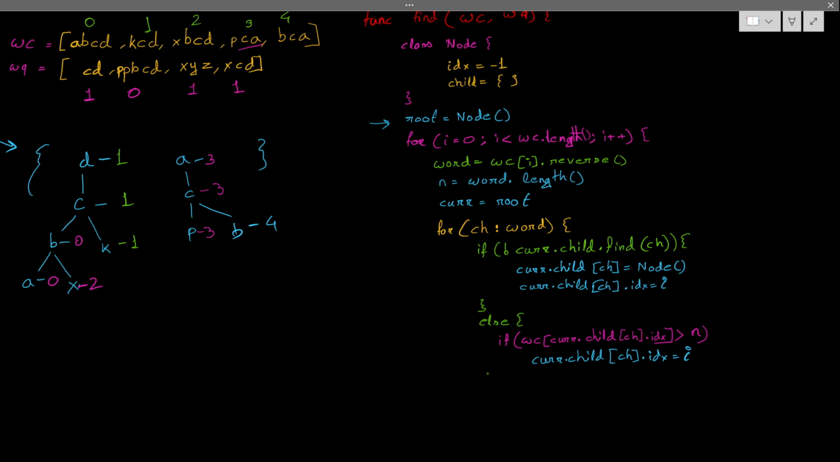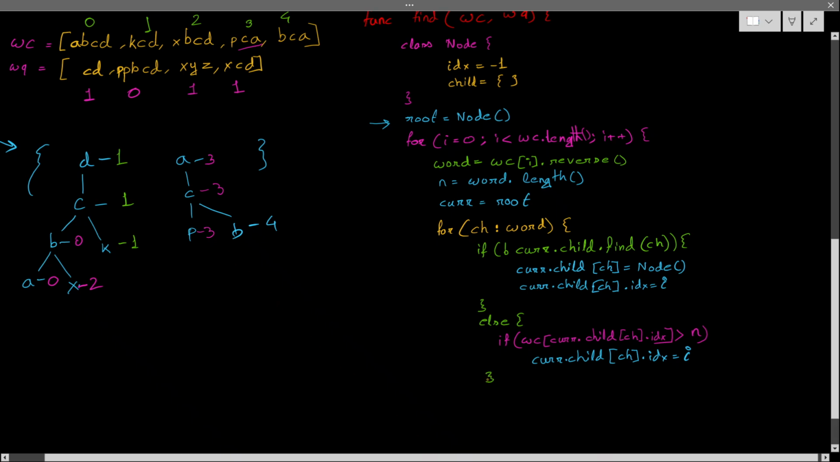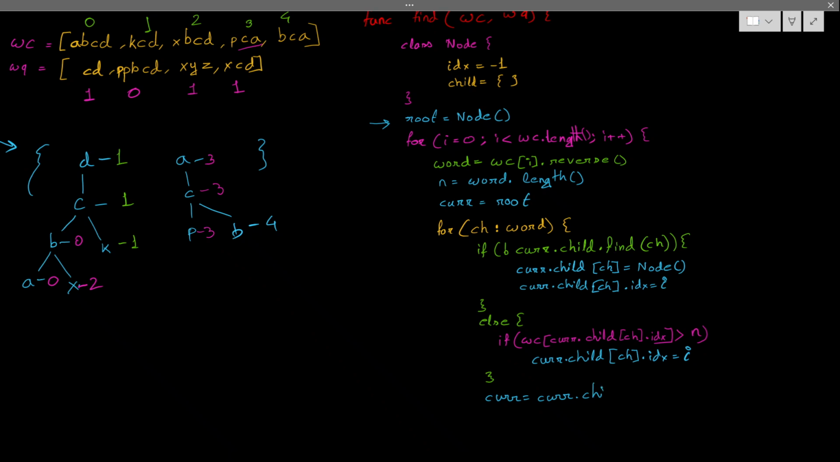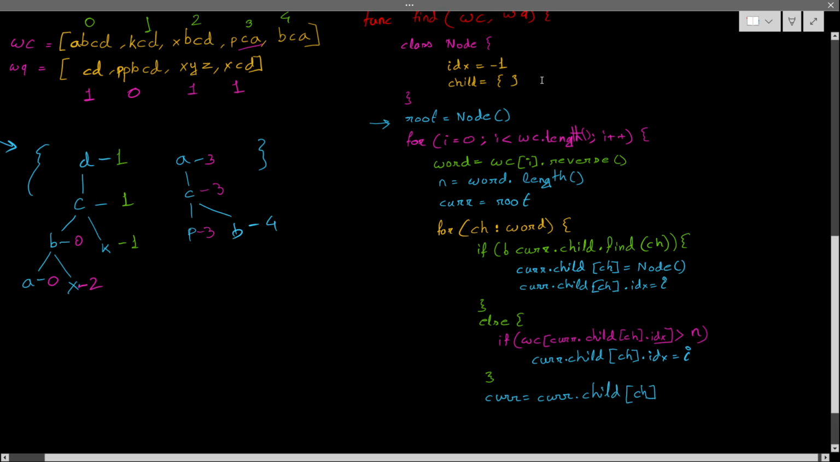So now what will be my current? I have to update my current equals current dot child of that character, because see, this loop ends here and this loop also ends here. Okay, so let's see why it is needed.